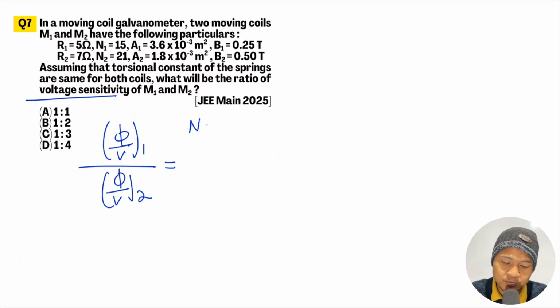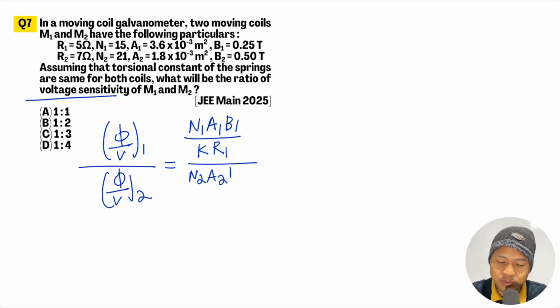So N1 into A1 into B1 divided by K into R1. NAB by K into R is the voltage sensitivity. So similarly N2 into A2 into B2 divided by K into R2. K is the spring constant, which is the same, so K gets cancelled out.